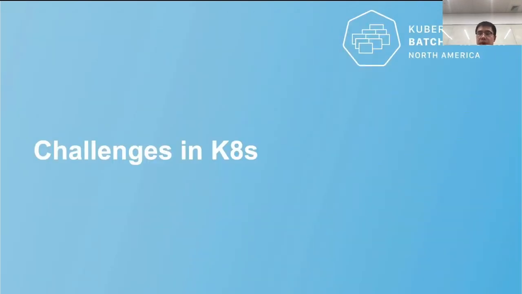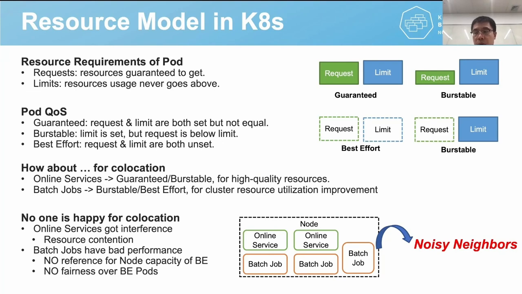But there are some challenges in Kubernetes. First, take a look at the resource model. The resource requirements of a pod can be expressed as requests and limits. The request is the resource the container is guaranteed to get, and the limit ensures that resource usage never goes above the threshold. The different values of requests and limits determine the QoS classes of pods. They are guaranteed, burstable, and best effort.